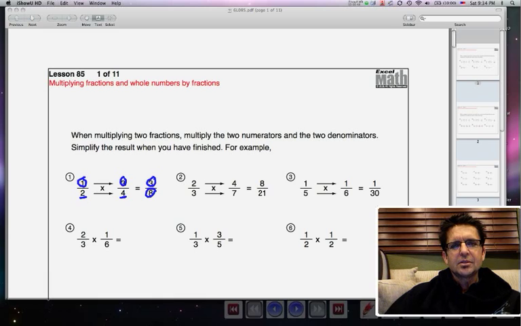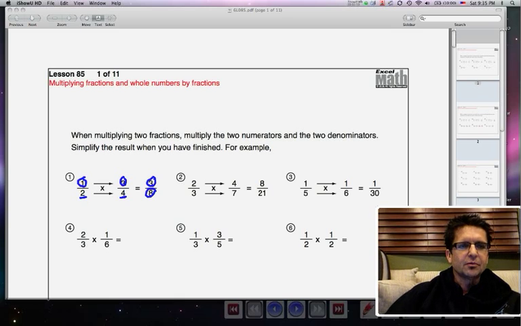Number 2, 2 times 4 is 8. 3 times 7 is 21. The answer is 8 over 21, 8 21s. Number 3, 1/5 times 1/6. Watch out on this one. 1 times 1 is 1. It's not 2. A lot of people put 2 for that one. And then 5 times 6 is 30. So 1/5 times 1/6 is equal to 1/30.